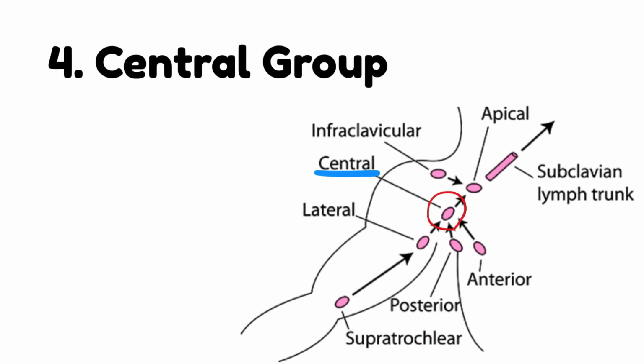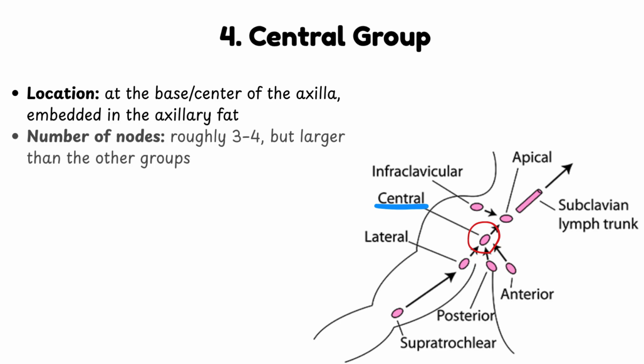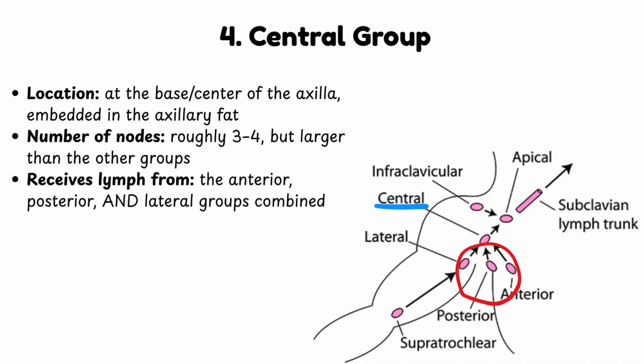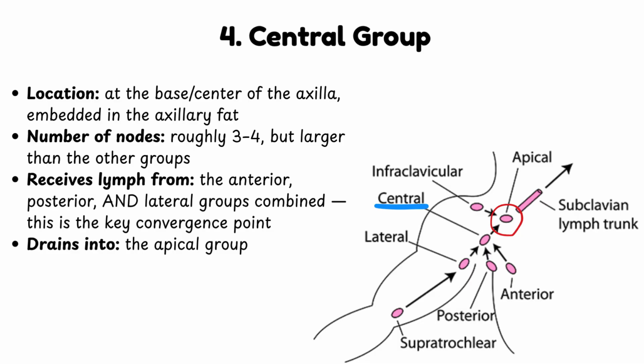The central group. It is located at the basal center of the axilla, embedded in the axillary fat. The number of nodes is roughly 3 to 4, but larger than the other groups. It receives lymph from the anterior, posterior, and lateral groups combined. So this is the key convergence point. Then it drains into the apical group of lymph nodes.